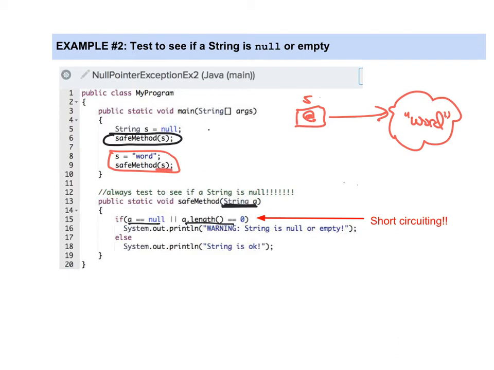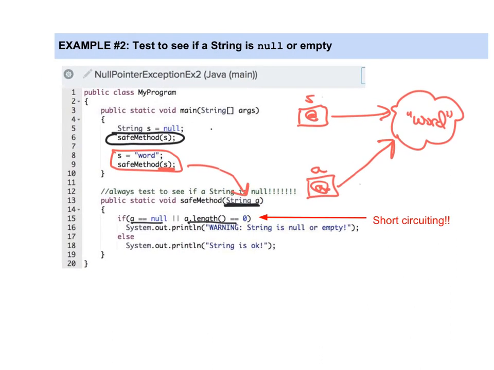In the safe method, I go down here and I make an a variable. The a variable gets a copy of the address that's stored in s. So that means that the a variable is also pointing to this word object. So when I say if a equals null, well, that's false.